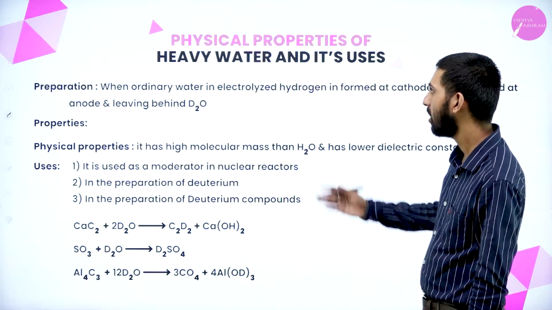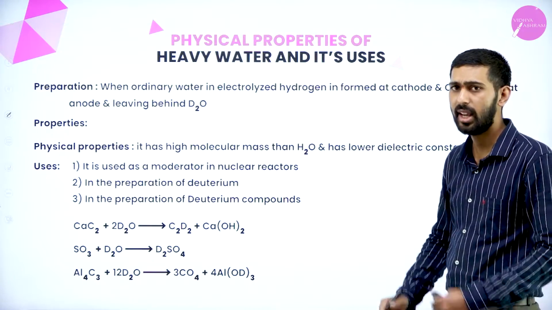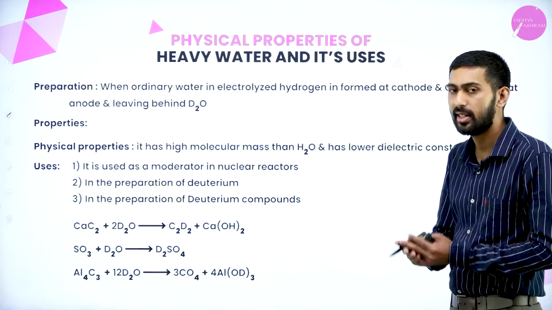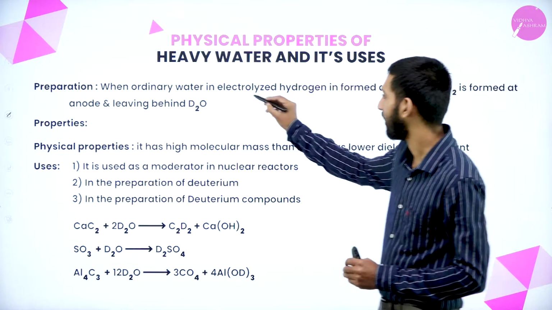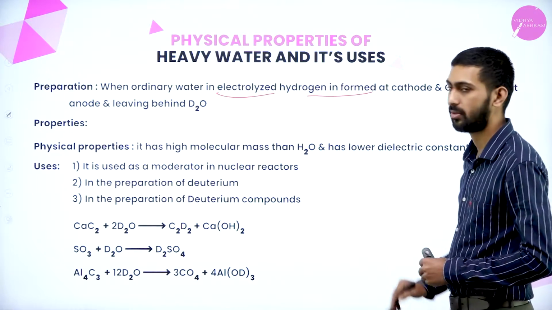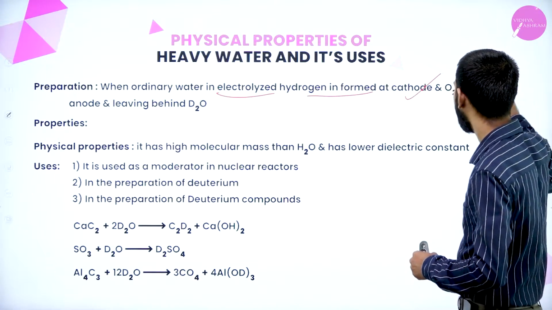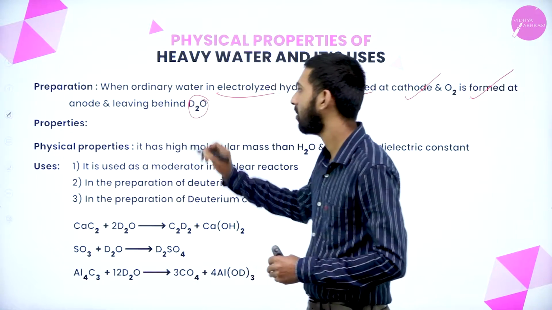Next thing is the physical properties of heavy water and its uses. Heavy water means we should always know that it is deuterated water. When ordinary water is electrolyzed, hydrogen is formed at the cathode and oxygen is formed at the anode. Hence, we will get deuterated water.